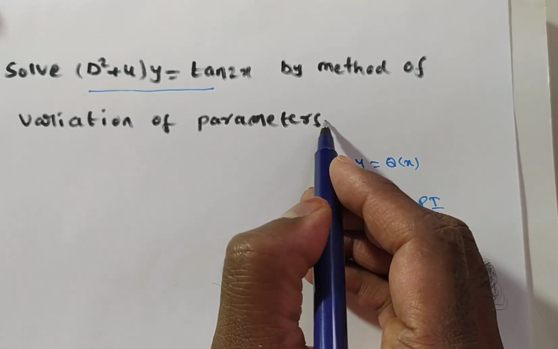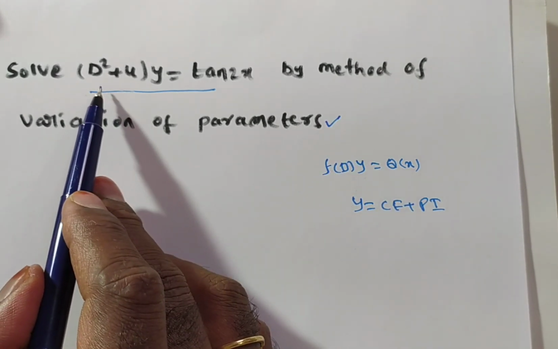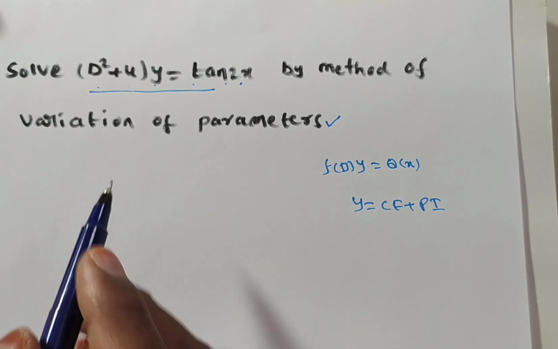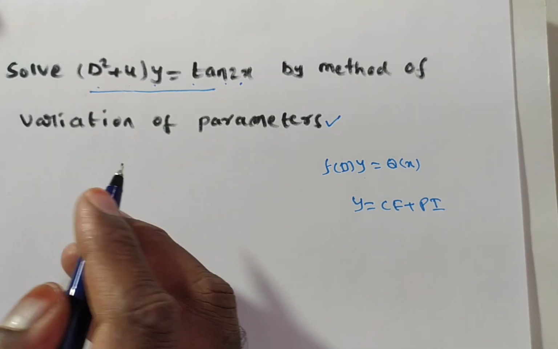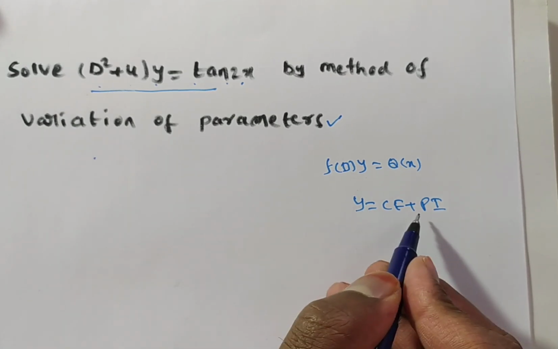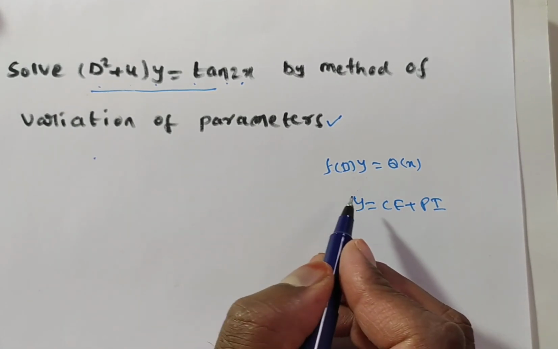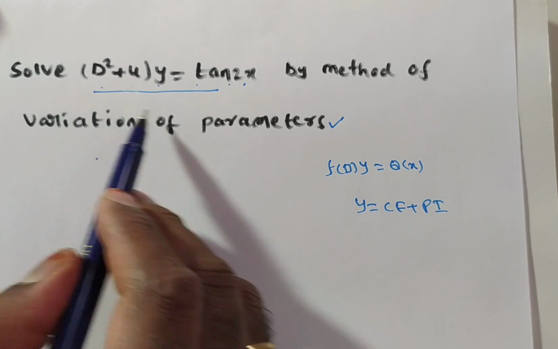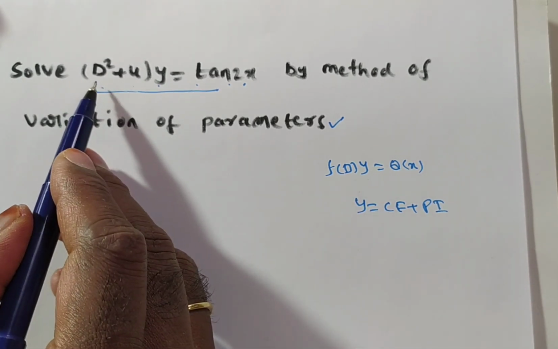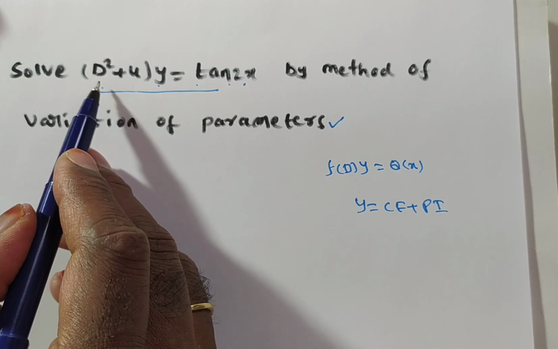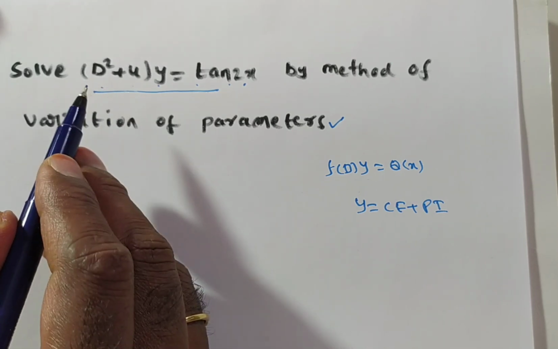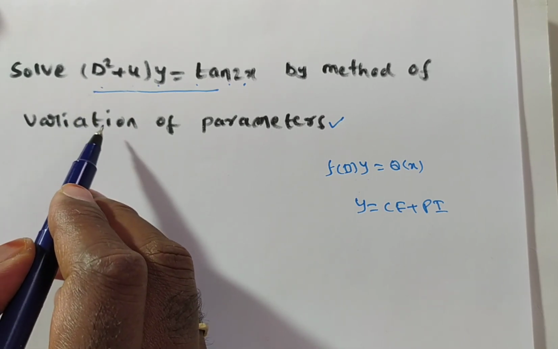So must and should we have to do it in this method only. If it is given as solve (D² + 4)y = tan 2x, you can apply any method, but here it is clearly mentioned. For any type of differential equation like this, we require the complementary function plus particular integral. What is the order here? Order 2. So first we need to find the complementary function and then the particular integral.